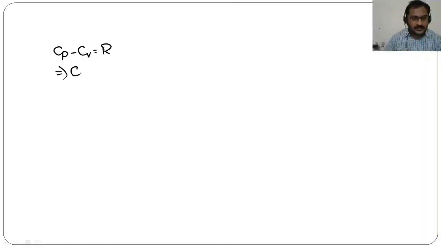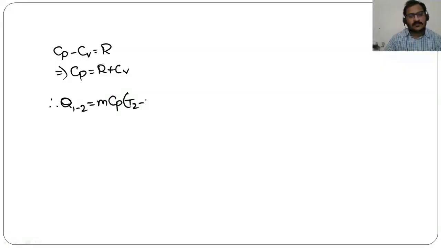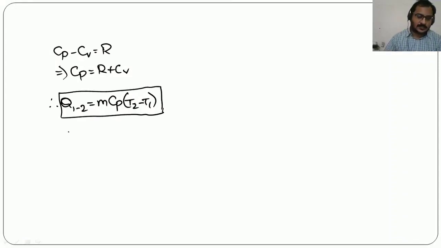So in the last session we have learnt that Cp minus Cv is equal to R, and from that Cp is equal to R plus Cv. So therefore heat transferred Q(1 to 2) is equal to mCp (T2 minus T1). Q(1 to 2) is equal to mCp (T2 minus T1) here.